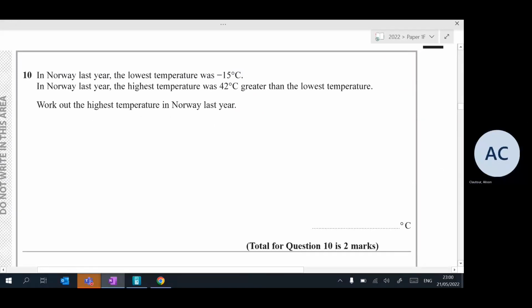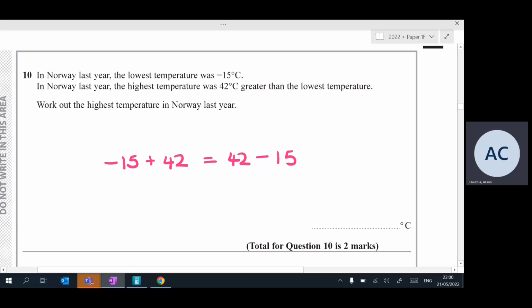Number 10. So the lowest temperature was -15, the highest temperature was 42, greater than the lowest temperature. So we want to do -15 degrees and add 42. Okay, and you can think of a number line, or you can add in any order. So it's the same as doing 42, add -15, which is the same as subtracting 15. So 42, take away 15.